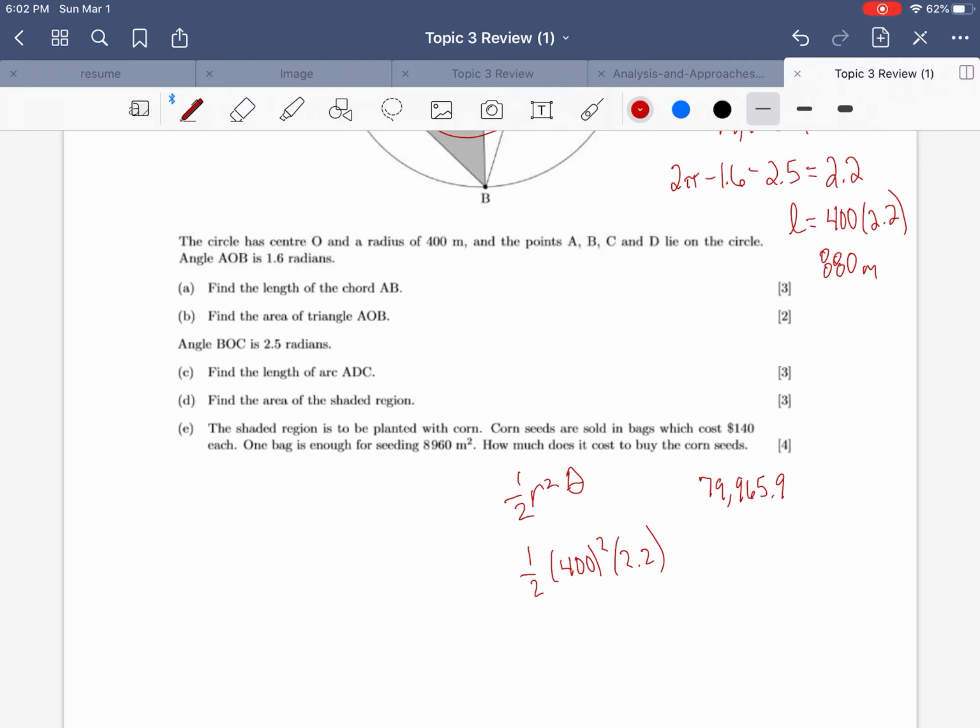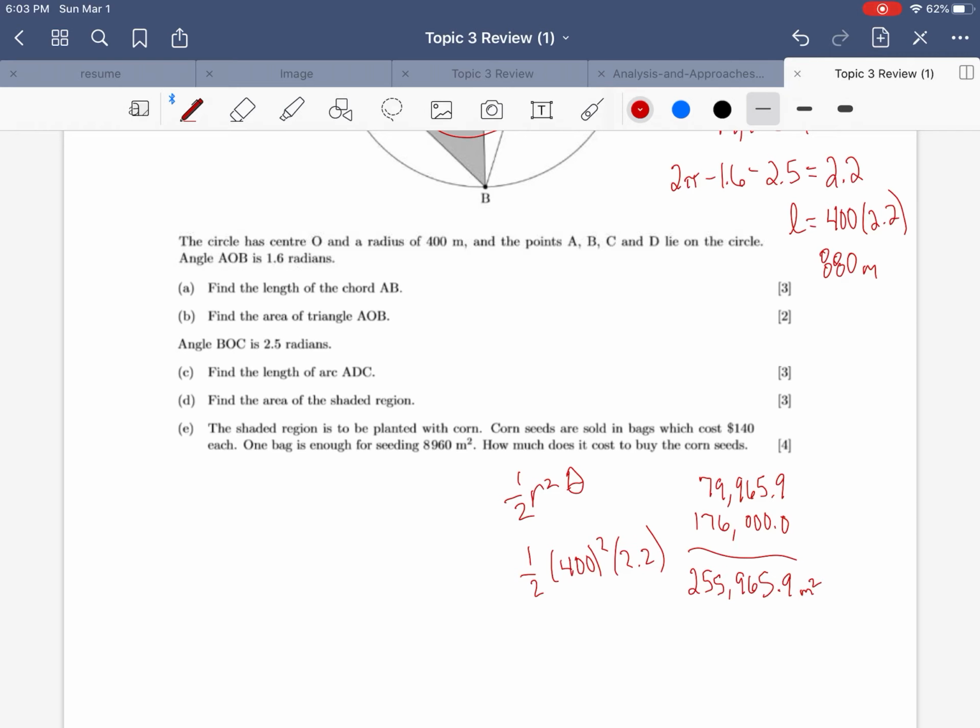So that is 176,000. And again, I add these two together, which is 255,965.9, and that's meters squared.